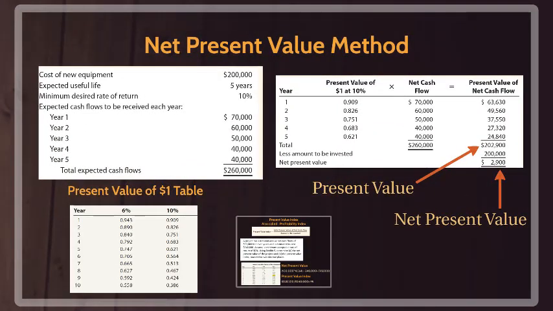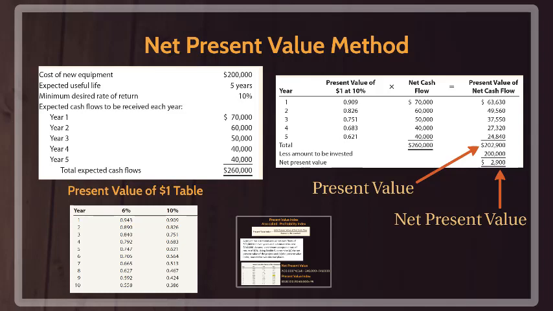The net present value method uses the present value tables to figure out what our present value of the cash flow we expect to receive is now, and then we'll compare that to the cost of our equipment or whatever that purchase is, and see whether our net present value is positive or negative. We are looking for a net present value of 0 or above.